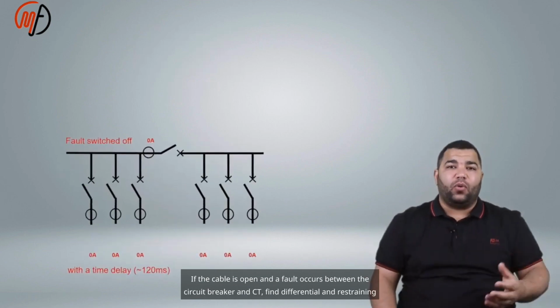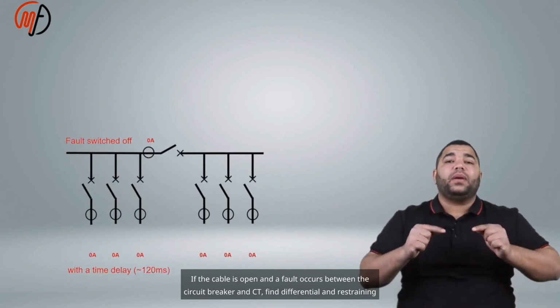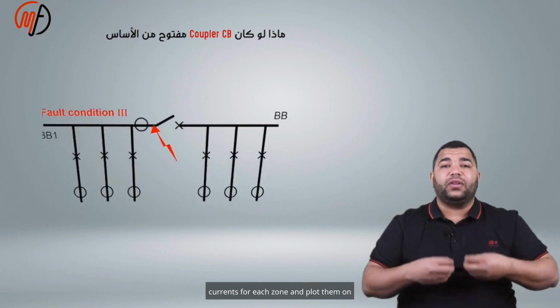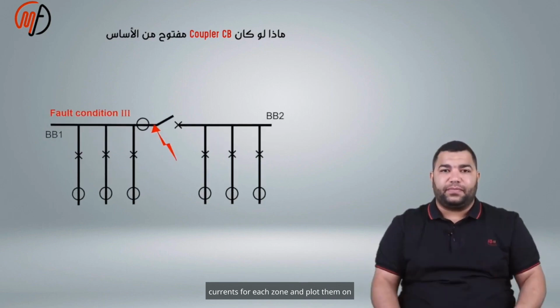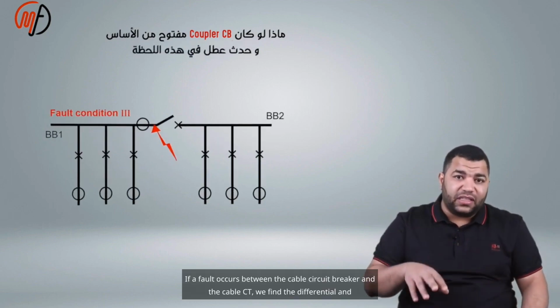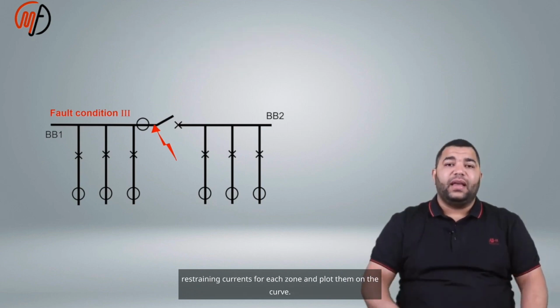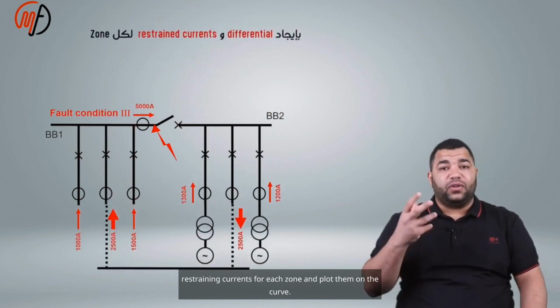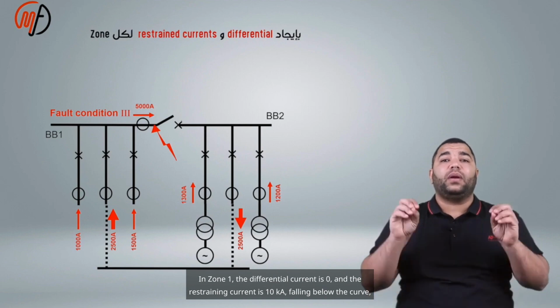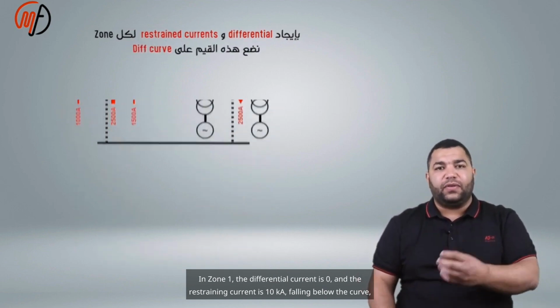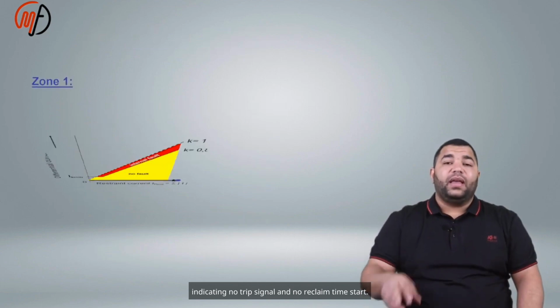If the cable is open and a fault occurs between the circuit breaker and CT, we find the differential and restraining currents for each zone and plot them on the curve. In zone 1, the differential current is 0 and the restraining current is 10 kA, falling below the curve, indicating no trip signal and no reclaim time start.